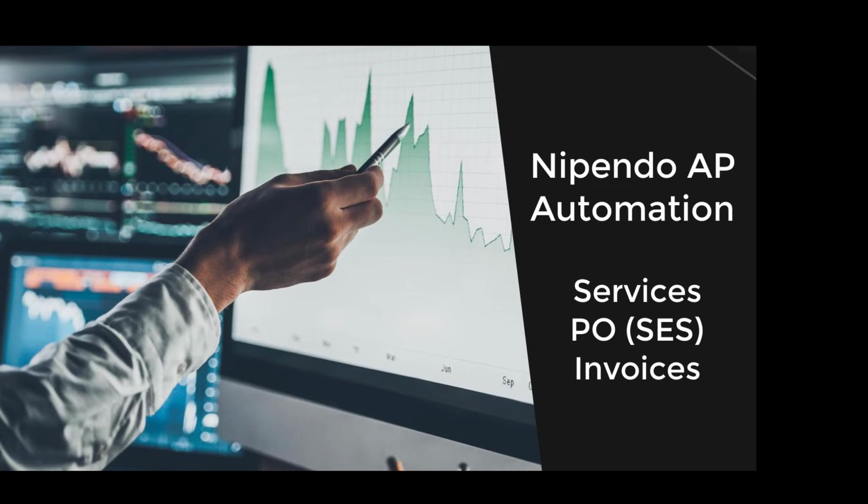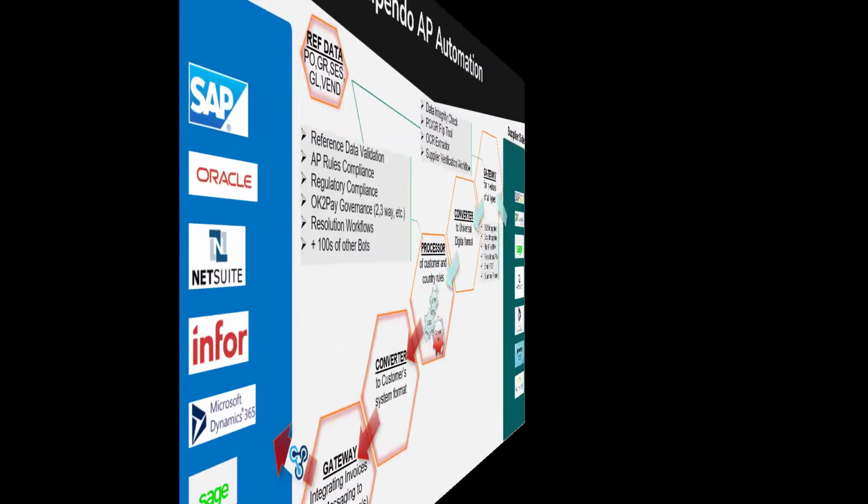Okay, this is the second in a series of demonstrations around APAutomation, around services POs. And if you want to look at a more detailed one around POs with GRs, click in the upper right-hand corner on the eye icon, and you can find that video.